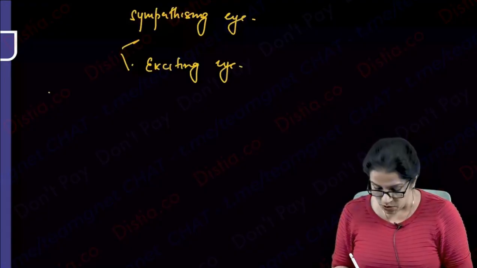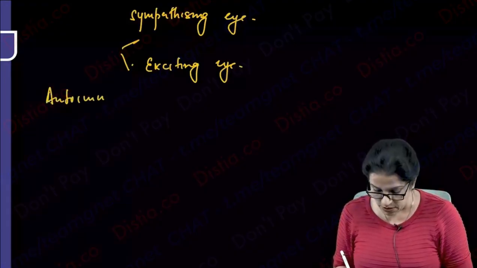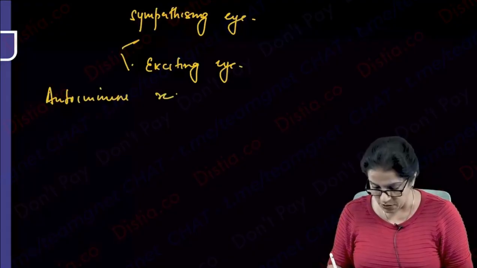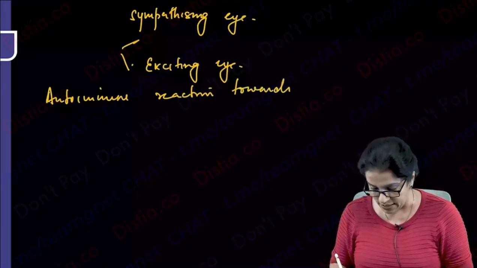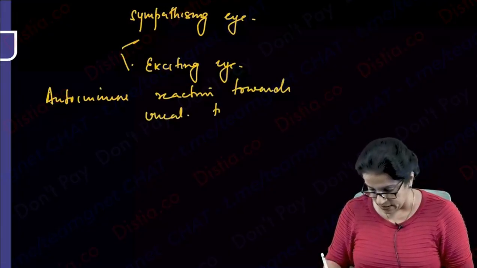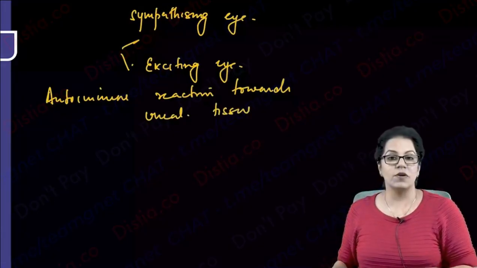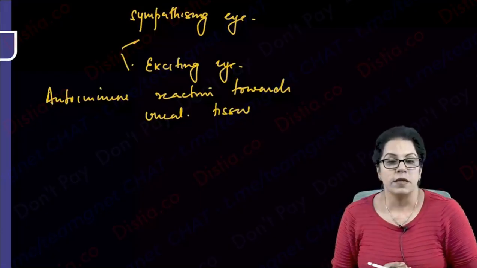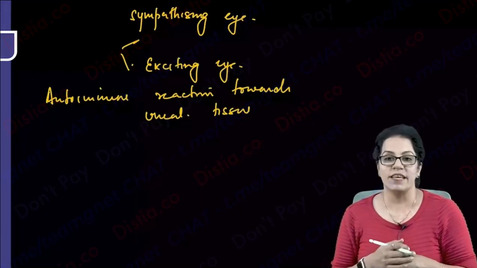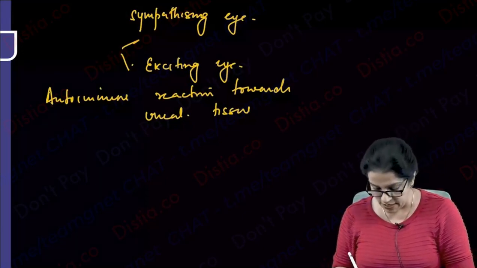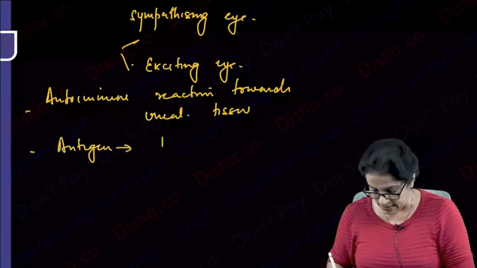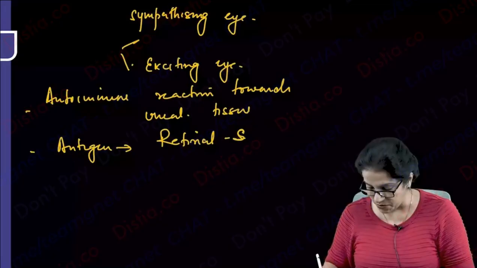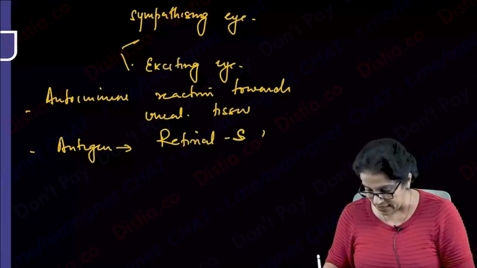So common sense why it is happening. This is due to autoimmune reaction towards uveal tissue. So there has to be some autoimmune reaction towards uveal tissue that affects even the other eye. The antigen, these are all melanin containing tissues. The antigen that is responsible, if they ask you, they have never asked you this, but if they ask you, one name that we will say is retinal S antigen. It is not only in retina though, so don't get confused. We'll just say retinal S antigen.